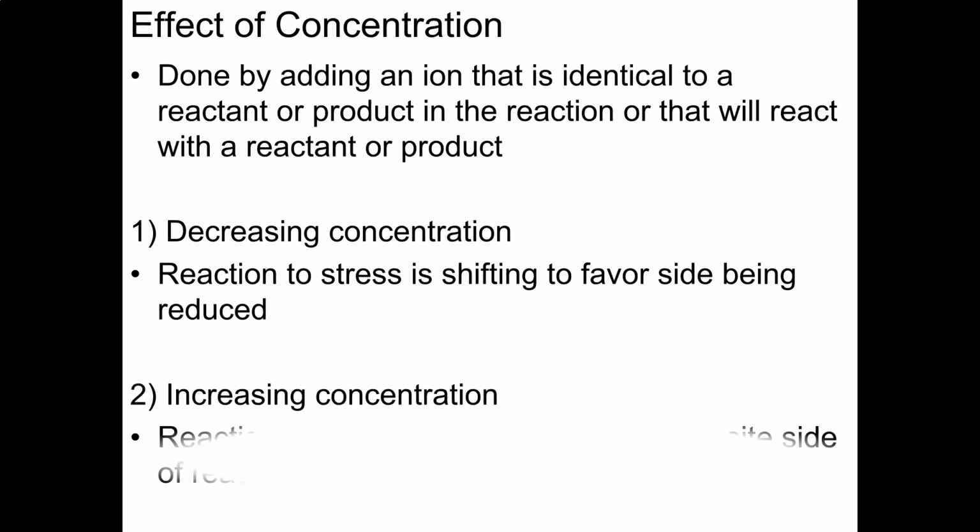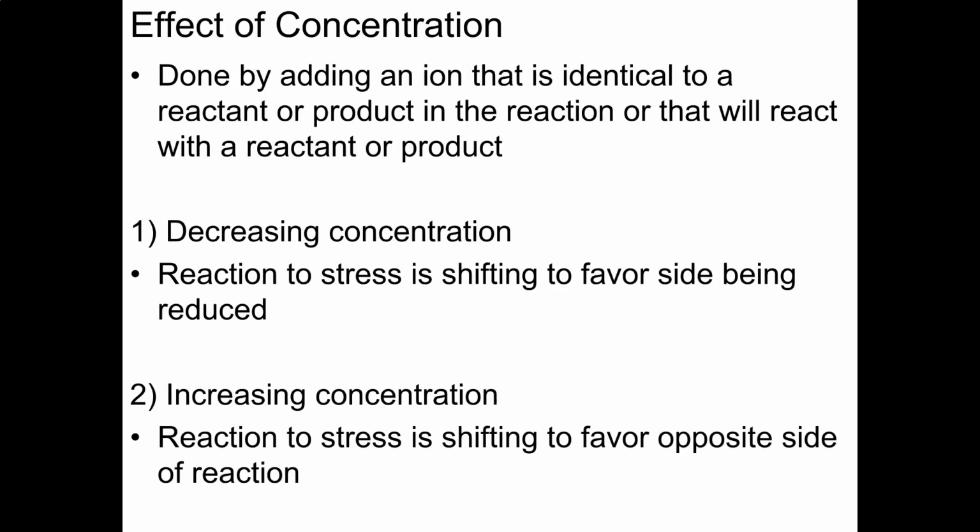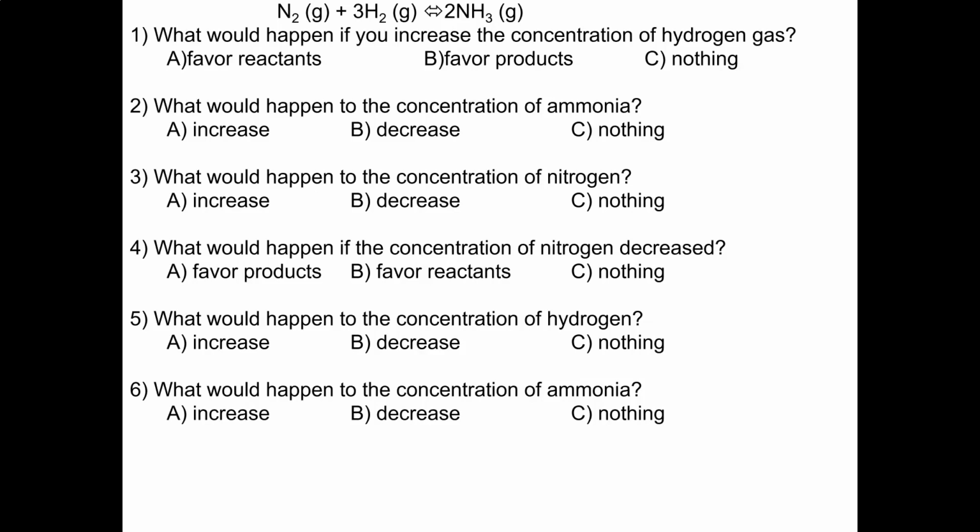Increasing concentration: a reaction under stress is shifted in favor of the opposite direction. In the previous example with the hydrogen, as I increased it, how did the reaction shift? It shifted in the opposite direction in order to consume that. And that's why the HI went up and that's why the I2 went down. So let's try some questions. What would happen if you increase the concentration of hydrogen gas?